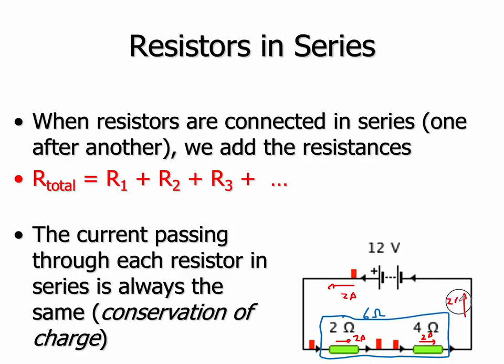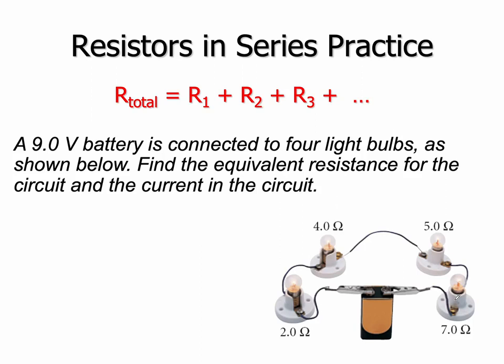Take a quick look at this circuit. I want you to practice one real quick. Find the total resistance of the circuit, called the equivalent resistance, and the current in this circuit. And this is a 9-volt battery shown below. Give it a quick try.